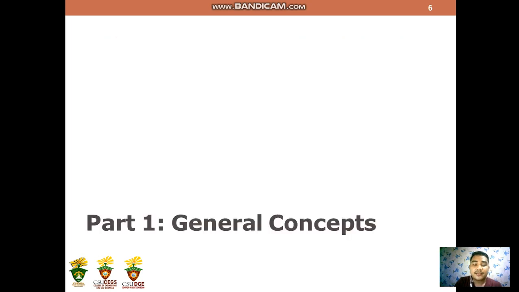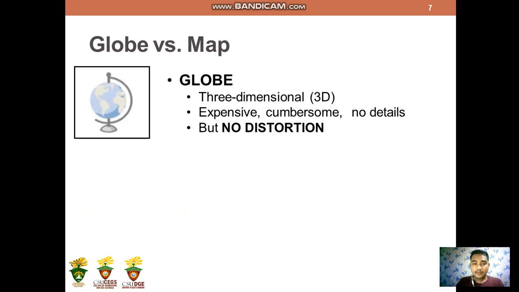Alright, so let's start. Part 1 will be the general concepts. Before we discuss the map projections proper, let's take first the differences between globe and map. A globe is three-dimensional. We all know that, guys, because round man ang globe. And a globe is expensive, cumbersome, and has no details. But a globe has no distortion. Wala siya distortion kung unsay naa diha nga size, unsay naa diha ang area sa isa ka lugar. So mao jud na siya in reality.